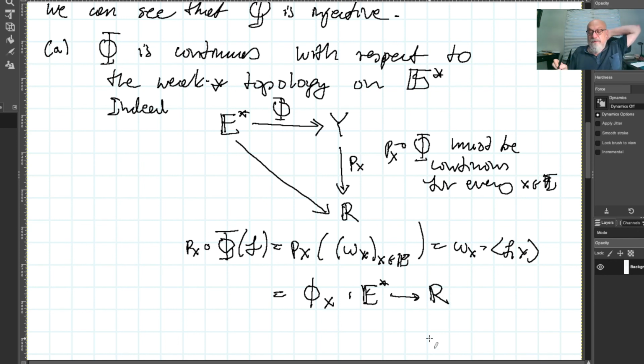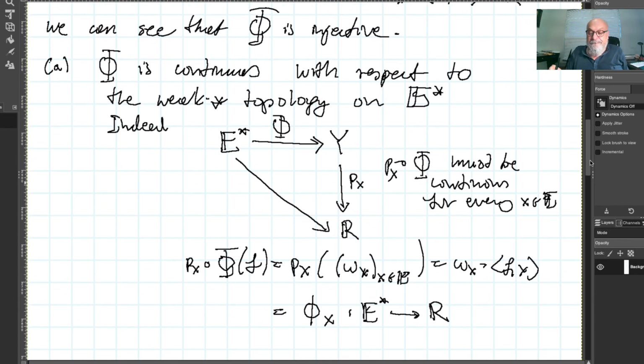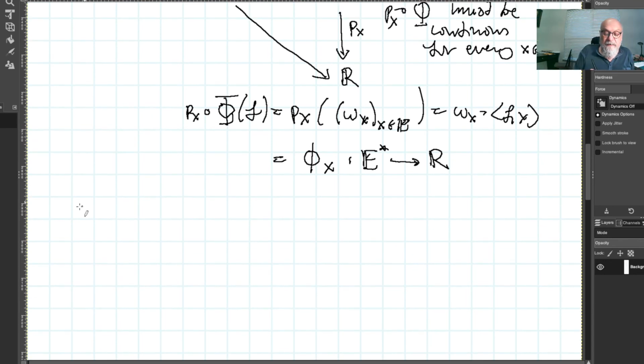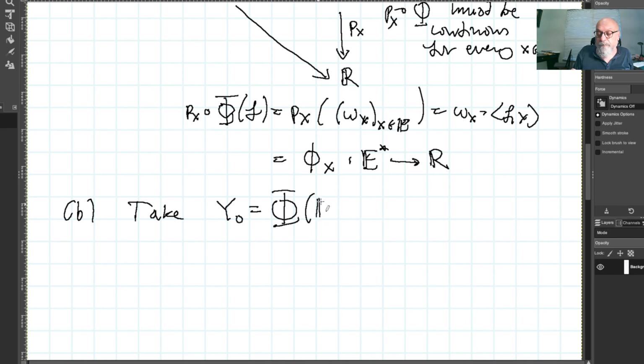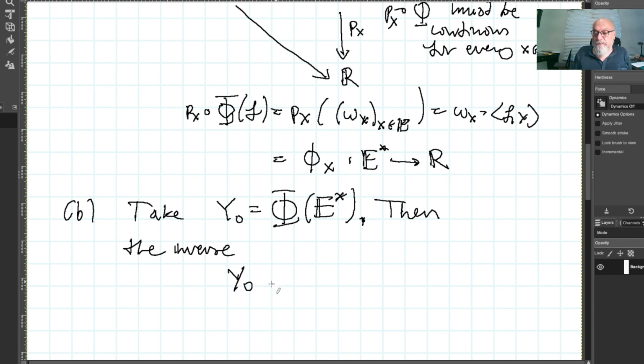So we are getting continuity. So I have two things: it's continuous and one-to-one. Let me take Y naught, which will be exactly the image of E star. Since I have the image, I can take the inverse. So this goes like this: this is y0, and this is my phi minus 1.